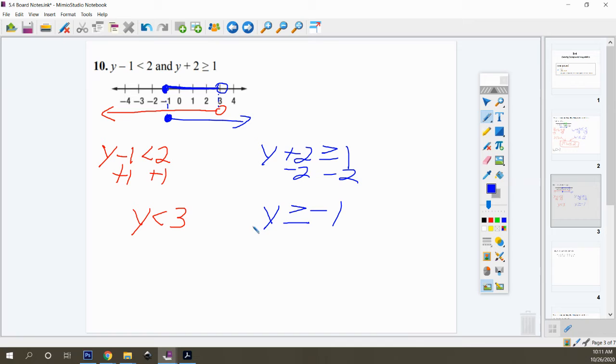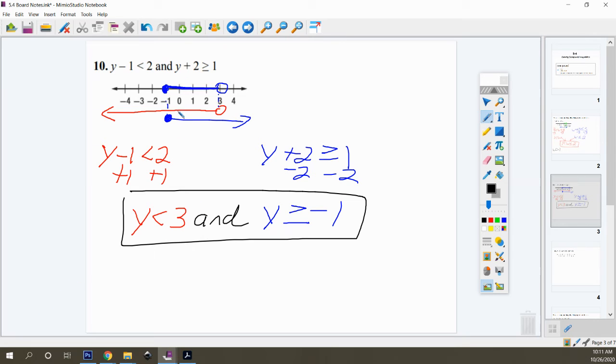Now for my answer, I need an "and" in here. So I've got these two separate answers, but because it was "and," we need to put an "and" in there. Okay. There's my answer. And I'm writing my answer so it matches the original problem.